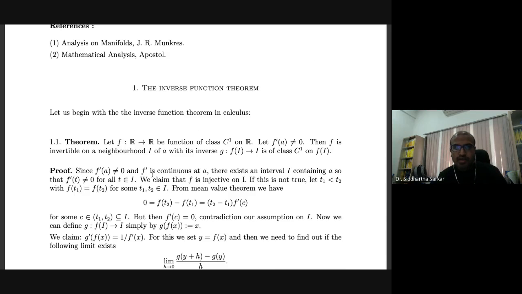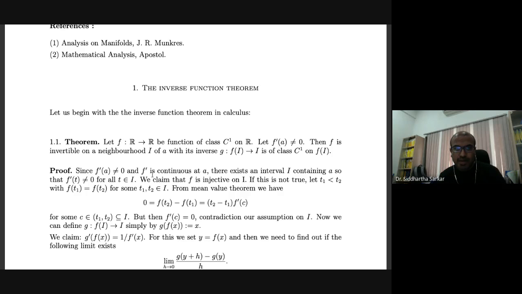And you assume this is of class C1, and you know what this means by now. So it means its derivative exists and the derivative is continuous. And let's assume that the derivative does not vanish at some point, then I can invert f in a neighborhood of that point. So this is basically the idea, and not just an inverse. Of course, an inverse does not give too much information, but the inverse also turns out to be a function of class C1.